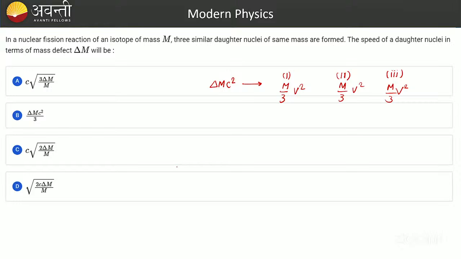Now I'm giving you 1 minute to solve this question. Try to solve it out and let me know the answer.